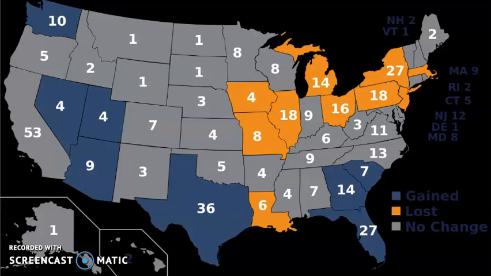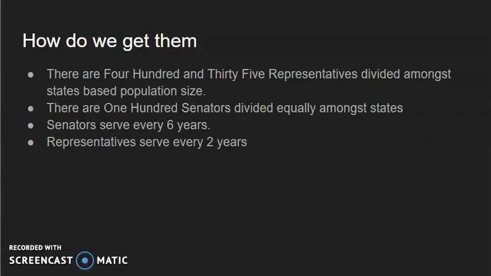The Senate, on the other hand, is divided equally amongst the states. So right now there are 50 states, which means there are 100 senators divided equally amongst us. That means California has 2, Montana has 2, Vermont has 2, Alaska has 2, regardless of how big their population size is. Senators serve 6-year terms, but they're staggered, so roughly 1/3 of our Senate is up for re-election every 2 years. However, our representatives all are up for re-election at the same time.